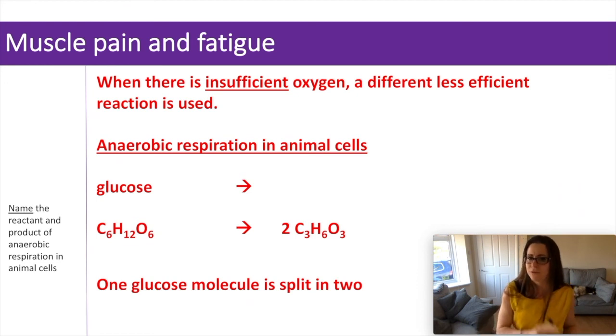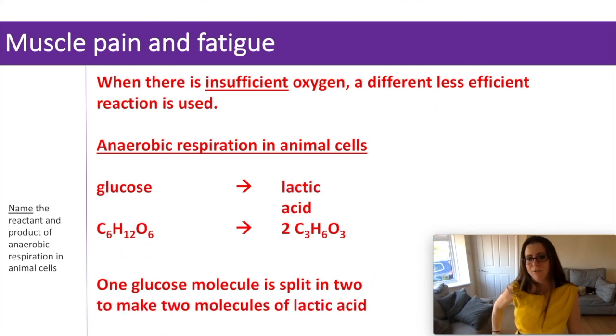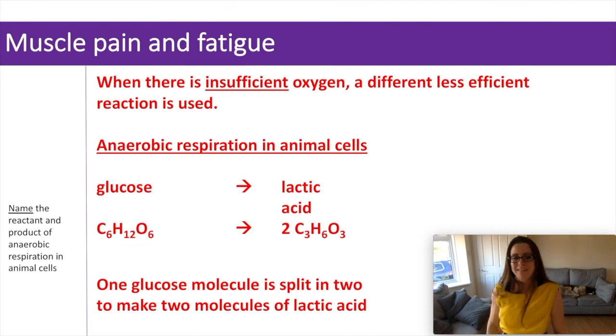We can split glucose into two molecules and we end up with two C3H6O3 molecules. This isn't something you need to remember, it's just quite a nice way of tying it all together. These nasty little molecules are lactic acid, and we have just experienced what lactic acid can do when it builds up inside your muscle cells. So one glucose molecule is split in half to make two lactic acid molecules.